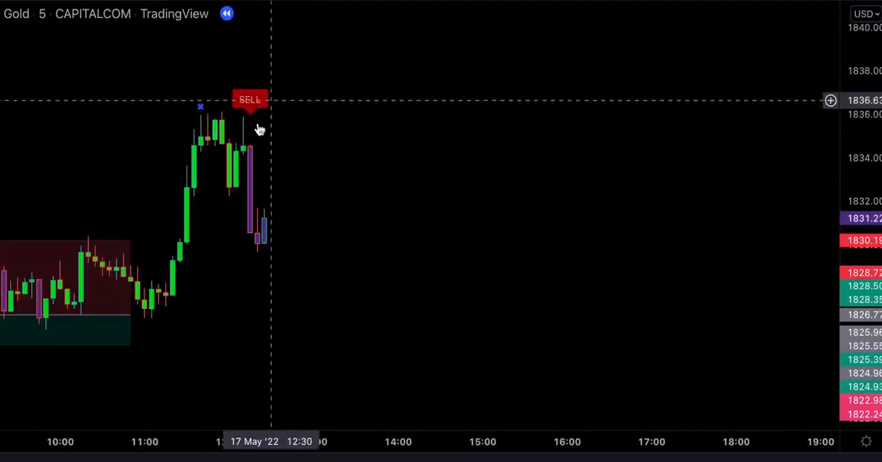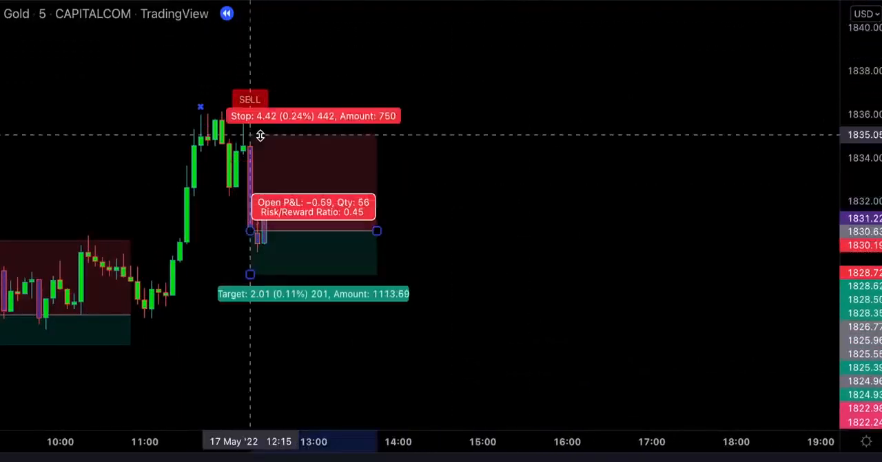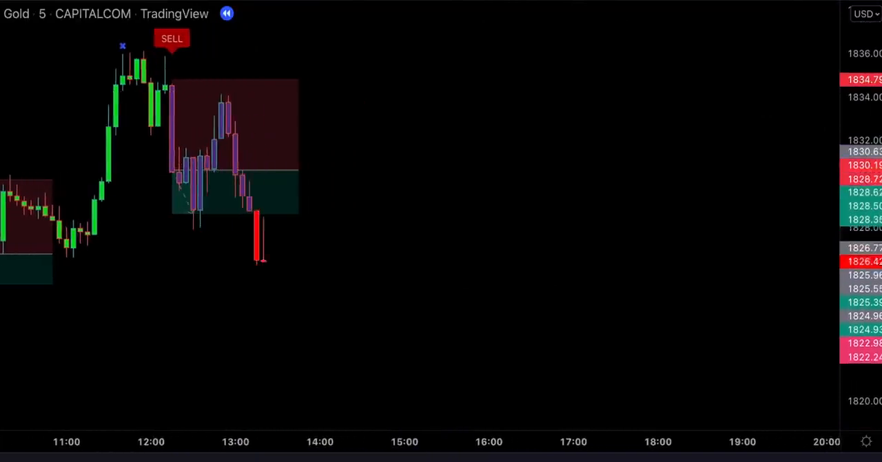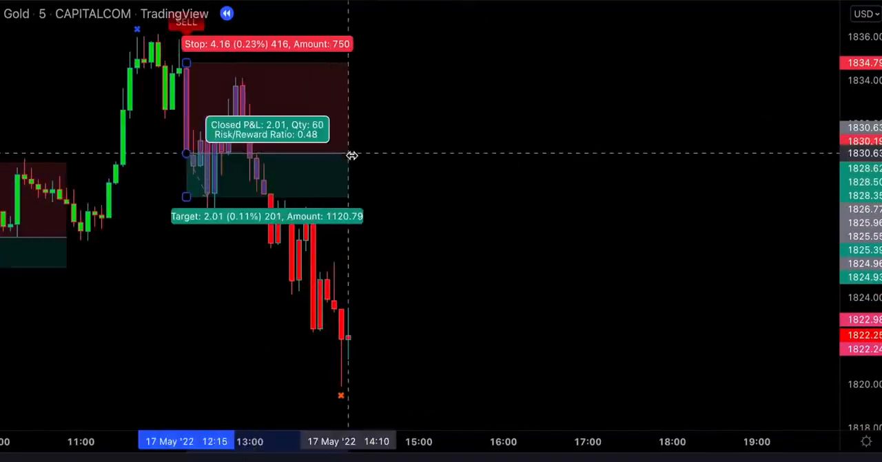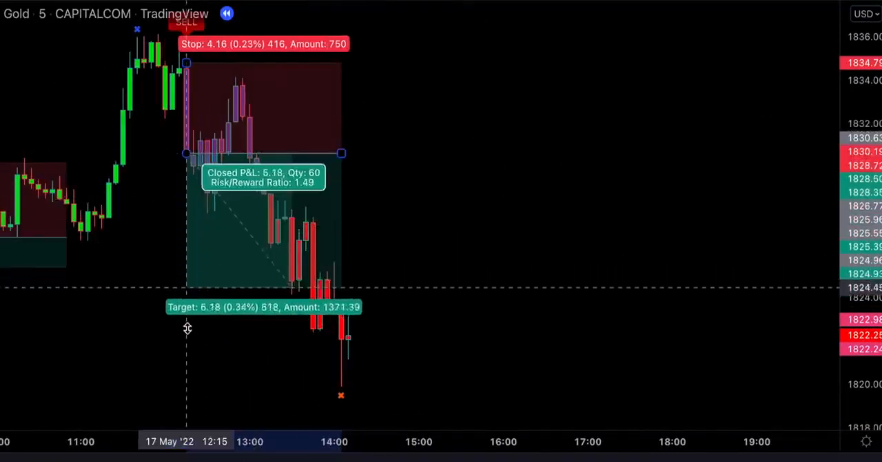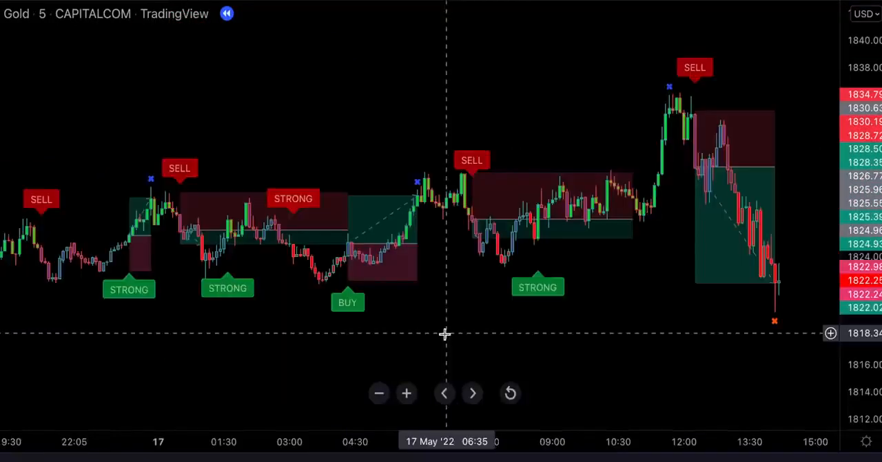Okay, let's enter another short trade. And this is where we have a valid exit signal. Okay, I hope you understand the rules, so let's do another backtesting and see if the results are any different.